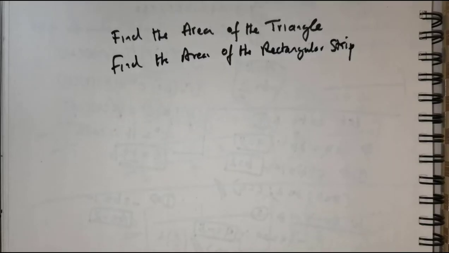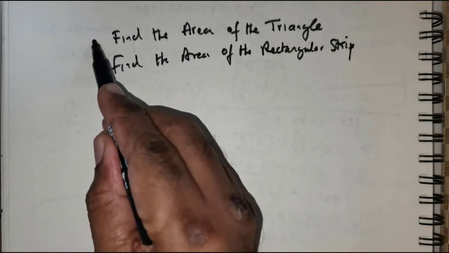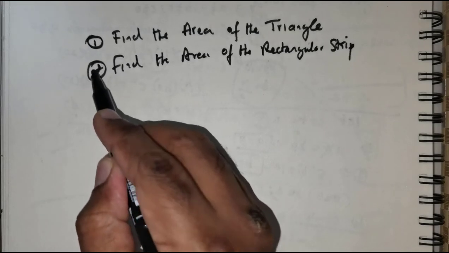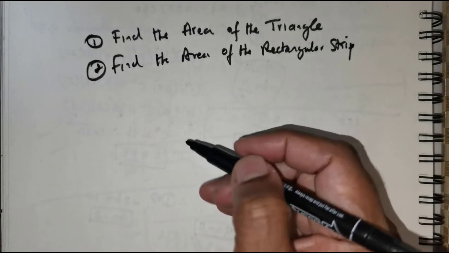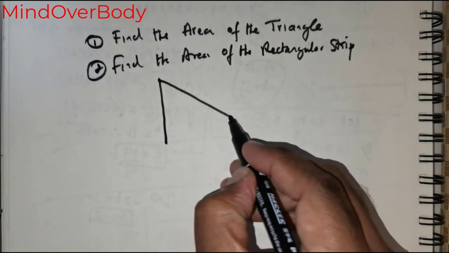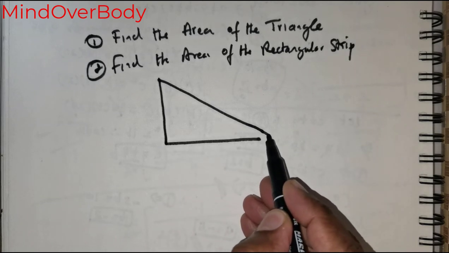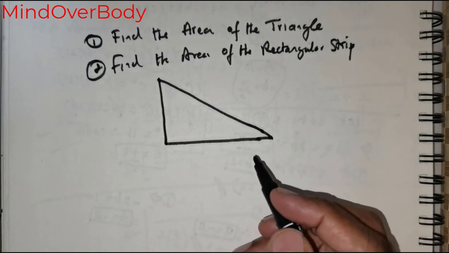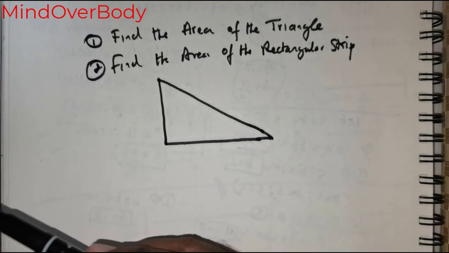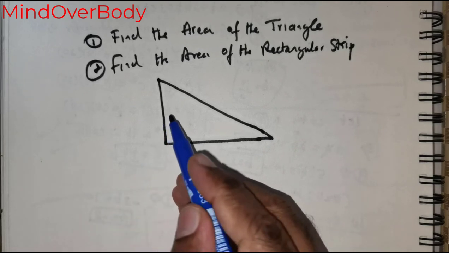Welcome students, we have a question in our hands. We are expected to find the area of the triangle and the area of the rectangular strip. Now the figure given is in this fashion. So we have a triangle, and inside the triangle we have a rectangular strip.